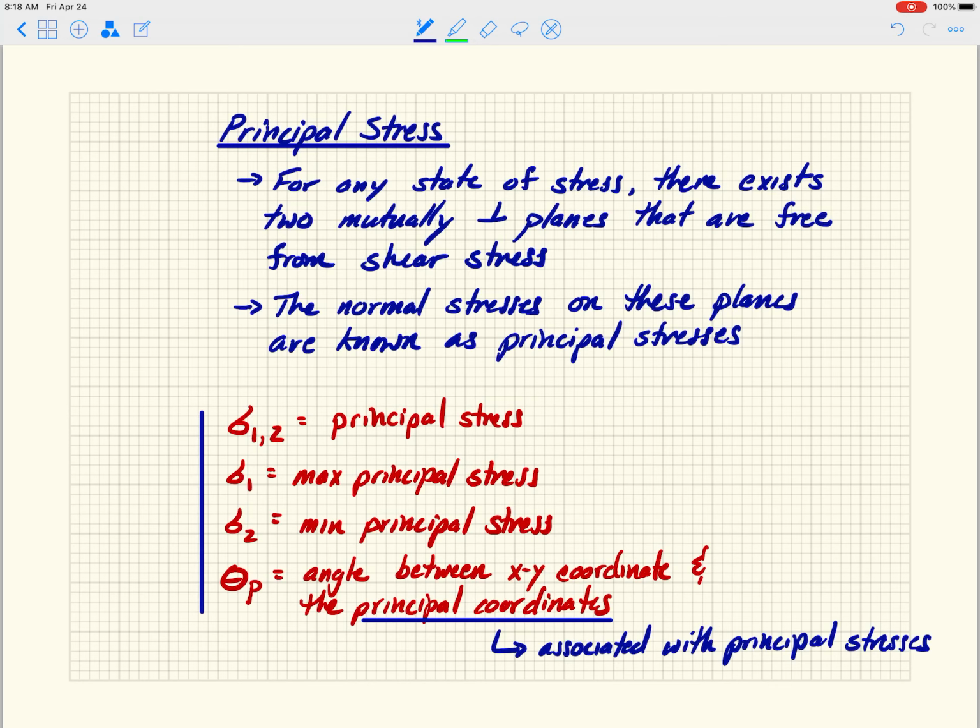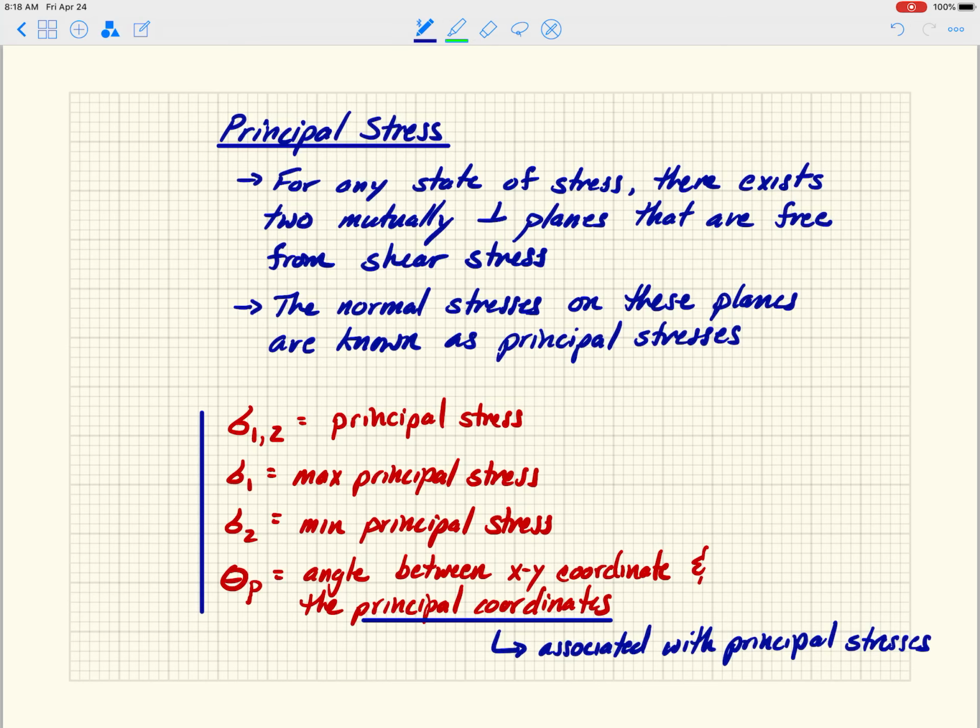These are things we're going to be talking a lot about. Sigma 1, 2 are just going to be referred to as principal stresses. Sigma 1 is always the maximum. Sigma 2 is always the minimum. It does not have to be zero or negative. It could still be positive. It's just the minimum of the two.